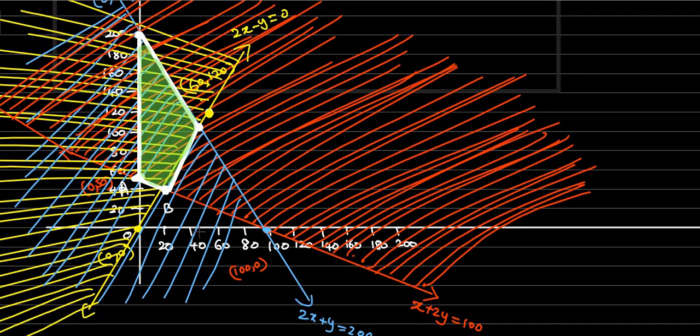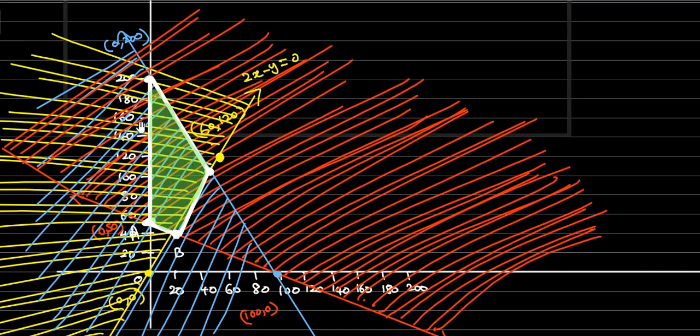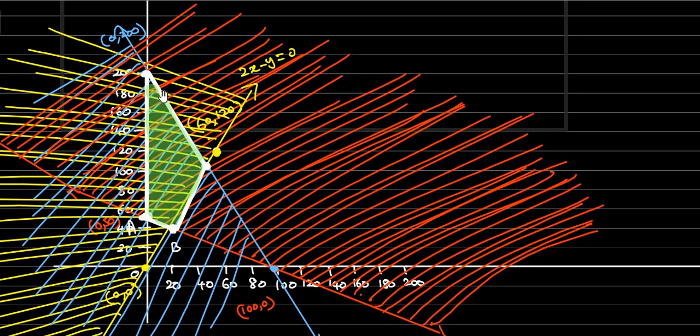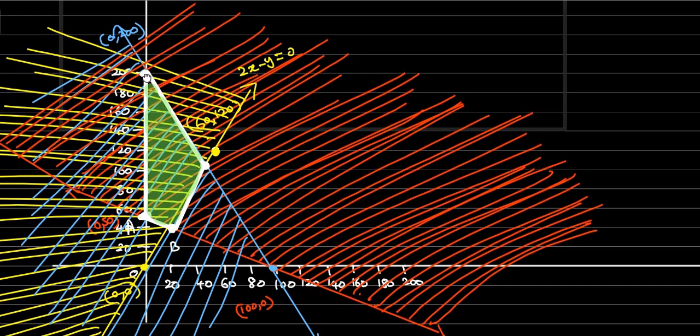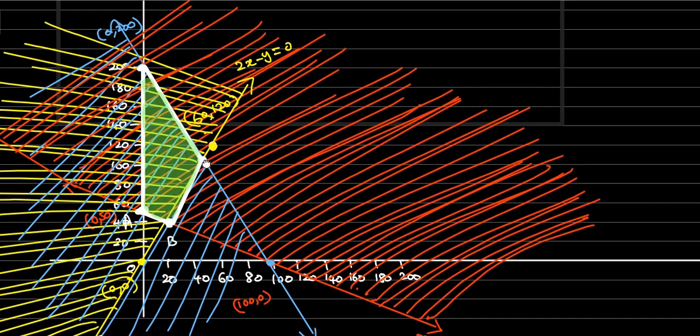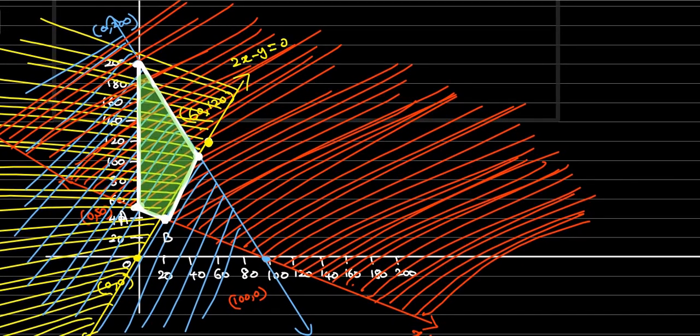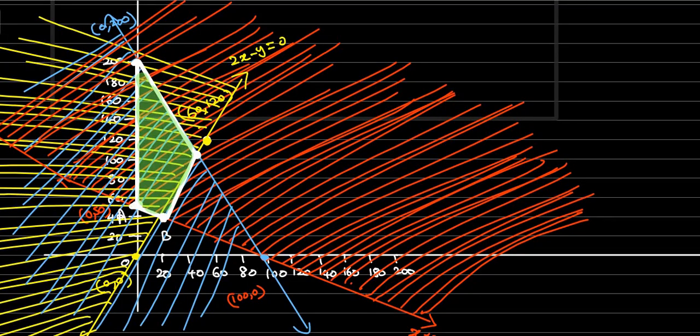And the next point, if we don't know, we can solve. This particular point is where the yellow line and the blue line meet. On solving with the help of the elimination method, we can find this coordinate point. Now this point is 0 comma 200. And solving this other point, we are getting 50 comma 100.